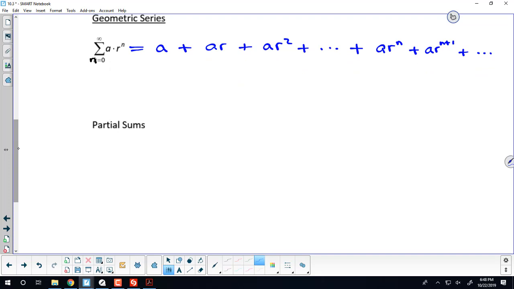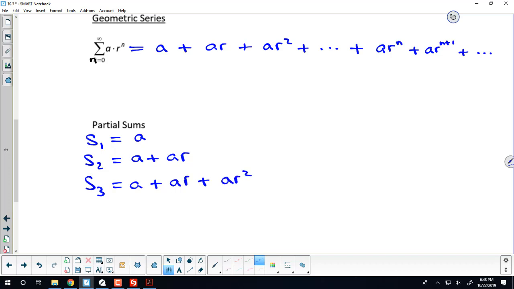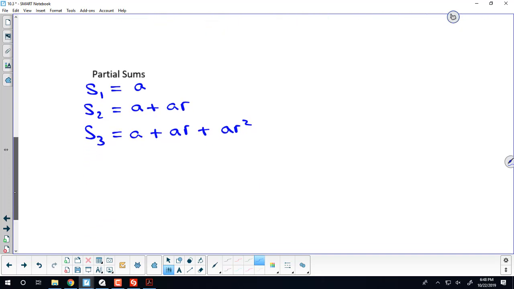So the first partial sum for our geometric series is a. The second is a plus a times r. The third, a plus ar squared. We could keep writing those out, but in general, what would the nth partial sum look like for a geometric series as we're writing these out?